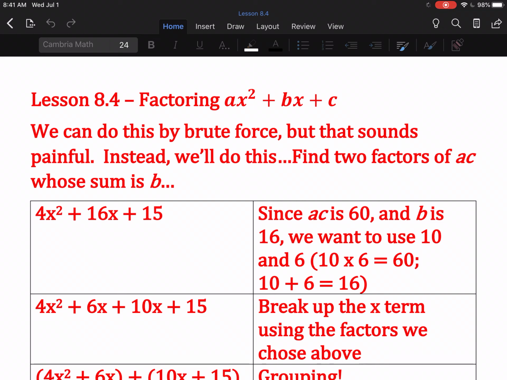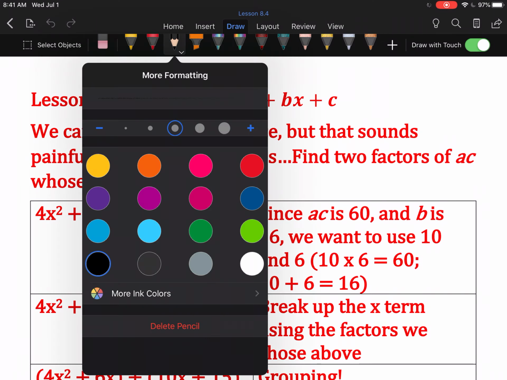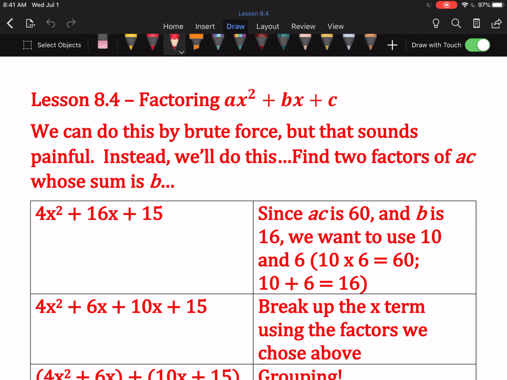So we're going to do this. We're going to find two factors of AC whose sum is B. Okay, and when I say AC, I'm not talking air conditioning. I am talking about the product of A and C.